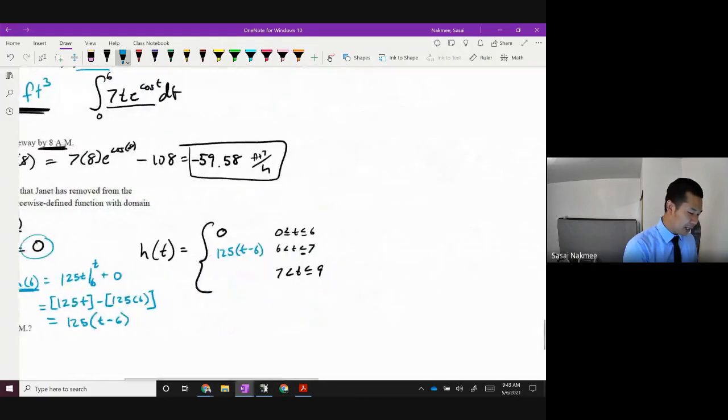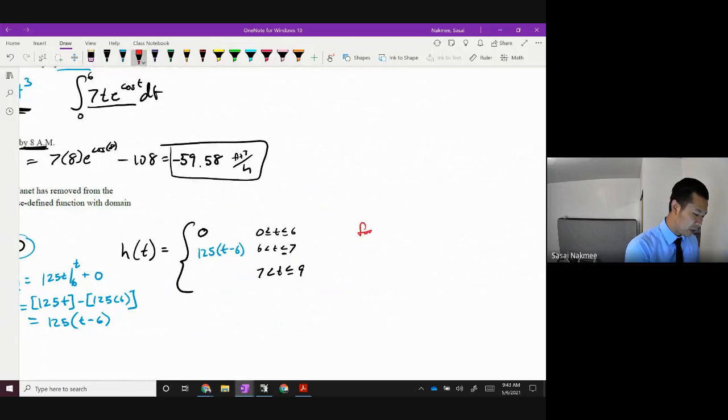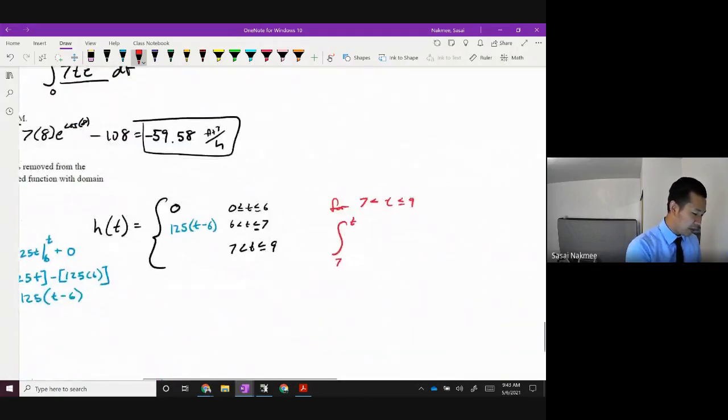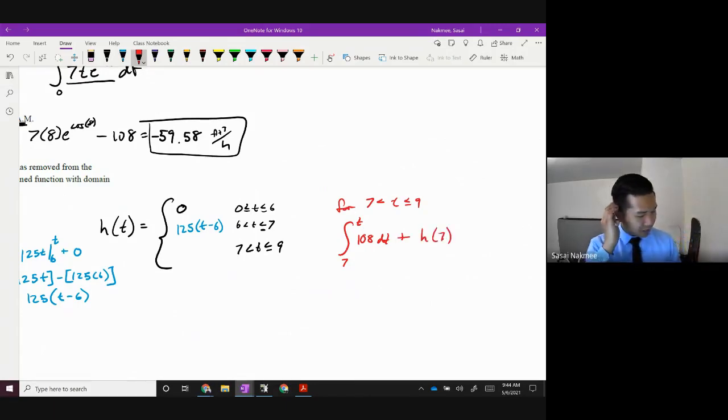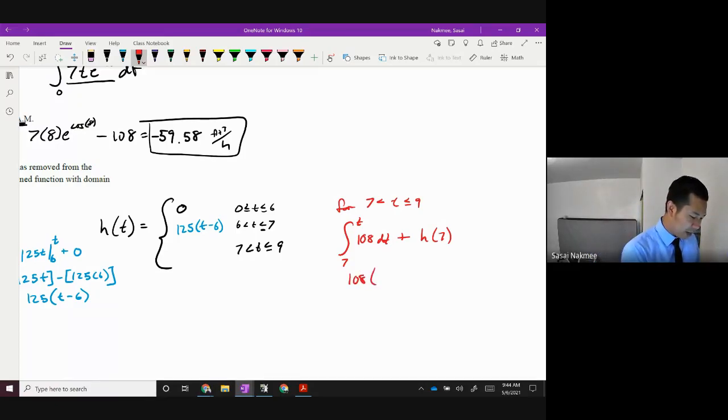And then we do it again for one last one: 7 less than T less than or equal to 9. We do the integral from 7 to T of the rate, which is 108 now because she's gotten a little bit tired, so the rate is not as fast. 108 dt, plus H of 7. Doing this integral, it's going to be 108, and if we follow the same pattern, it's T minus 7, plus H of 7, which in this case is not 0.